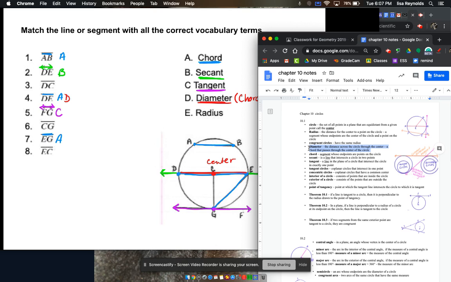And last, we have the radius, and it goes from the center to a point on the circle. The radius is the distance from the center to a point on the circle, so it has an endpoint at the center. Our center of the circle is at C. Our 3 remaining segments all have an endpoint at C, and the other endpoint is on the circle. So each of these is a radius.